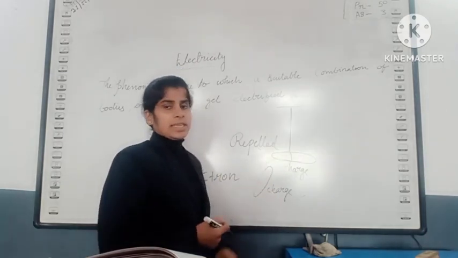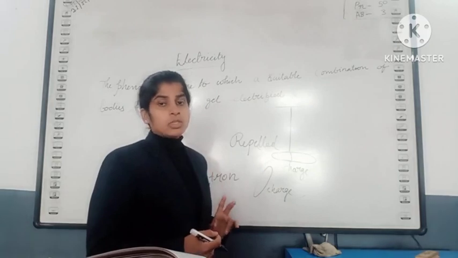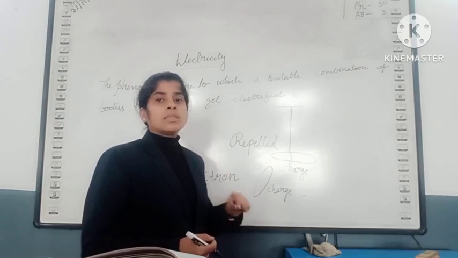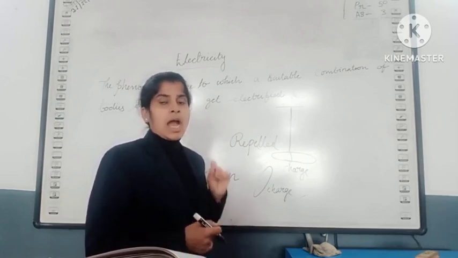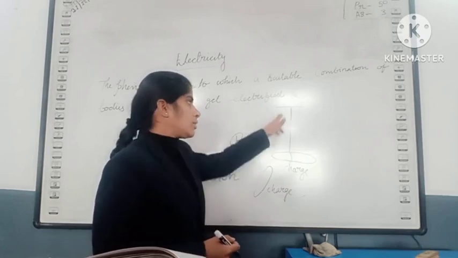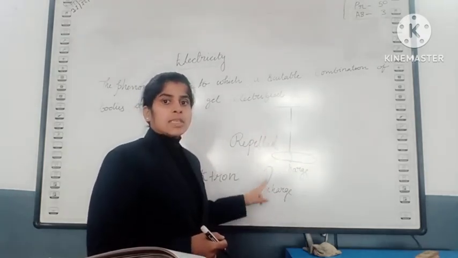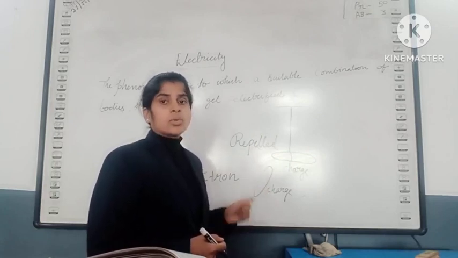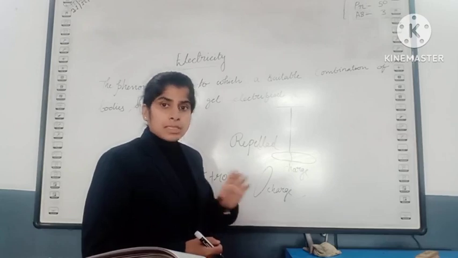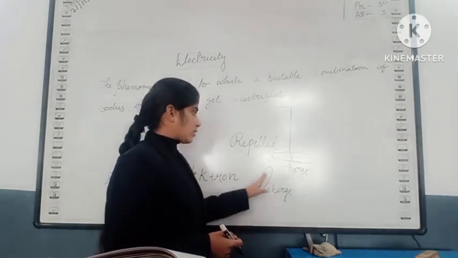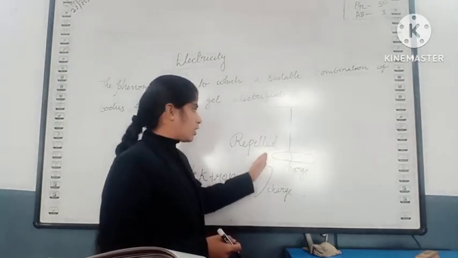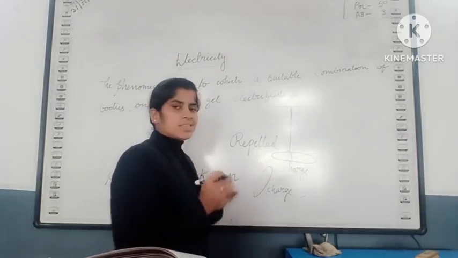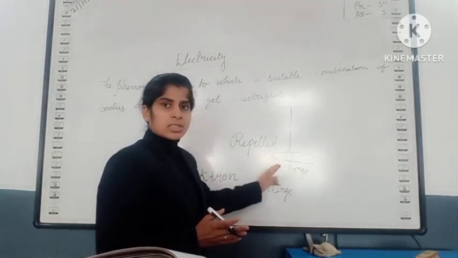In the second experiment he took two glass rods. One glass rod was rubbed with a silk cloth, and then freely suspended with a silk thread. Then he took the second glass rod, also rubbed with silk cloth. When he brought it close to the first glass rod, they also repelled, because both have the same charges. Here we used the same material for rubbing.